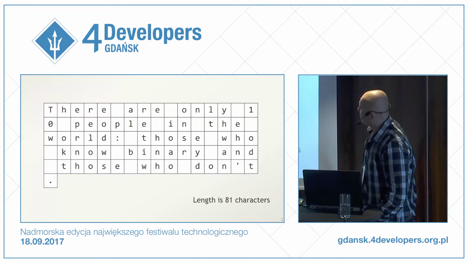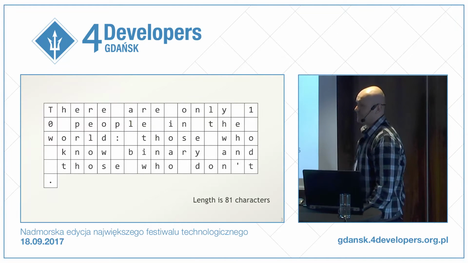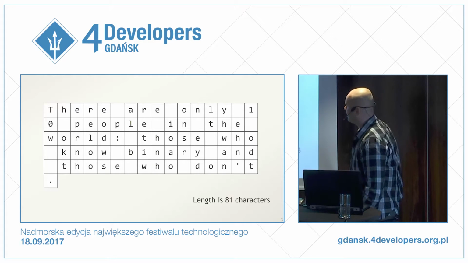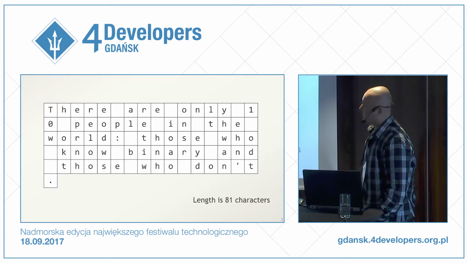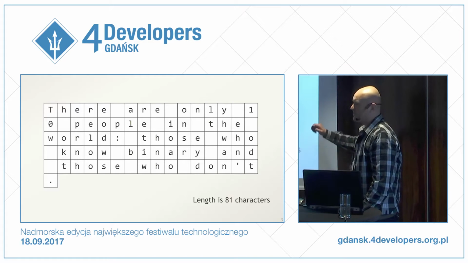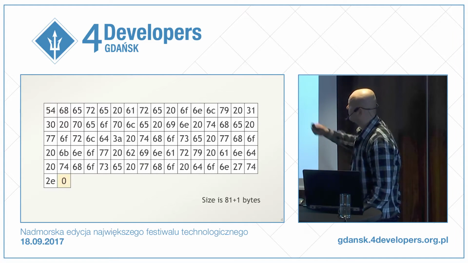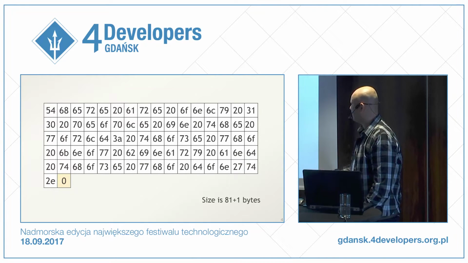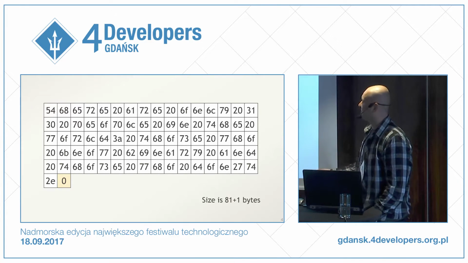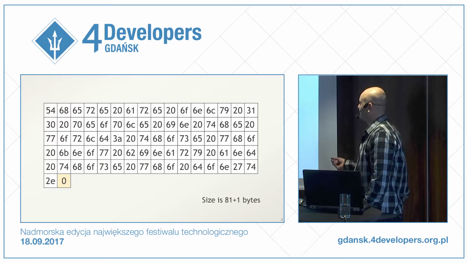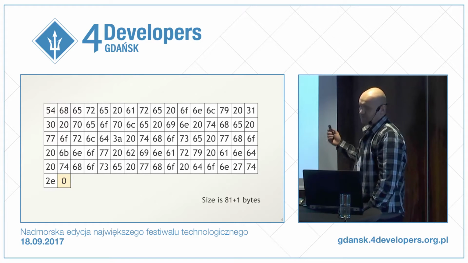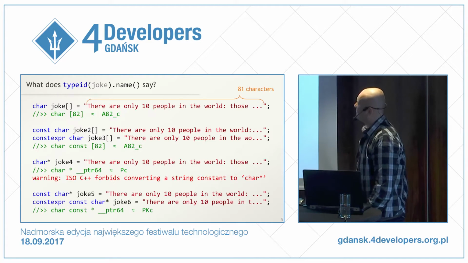So let's build a table from these characters, right? There are 81 characters in this joke. We can encode them into ASCII characters, and it looks like this. So we need one additional byte to encode a null termination. Those are 7-bit encodings.